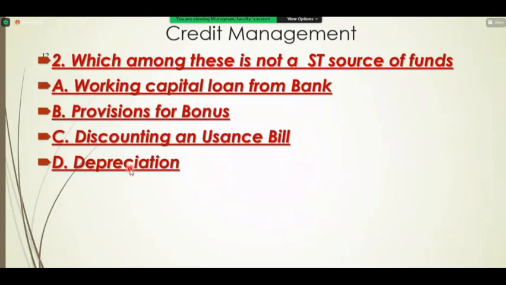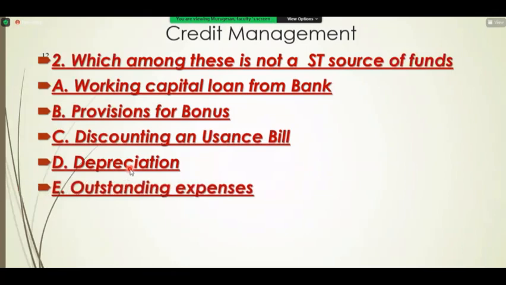Understood, friends? Now we'll go further. Don't worry. It's a journey. Now, today, level one. So, outstanding expenses. Yes, it is. Okay, so this is also a short-term source. Outstanding unpaid expense is also a short-term source. It's a liability, you know. So, liability is a source and it's short-term. Here, depreciation is there. It's also a source, but it's not a short-term source. It's a long-term source. So, the odd man out is D.